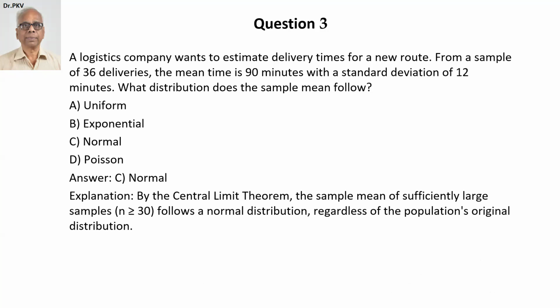Why? By the central limit theorem, the sample mean of sufficiently large samples, at least 30. Here, n is greater than or equal to 30. It is 36 deliveries. And therefore, it follows a Gaussian normal distribution, a bell curve, regardless of the shape of the original population distribution. So choice C is the correct answer, normal distribution.